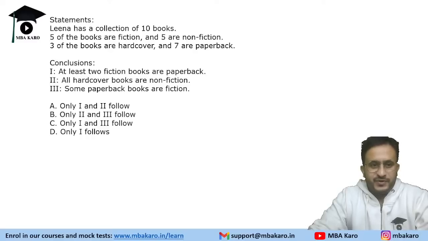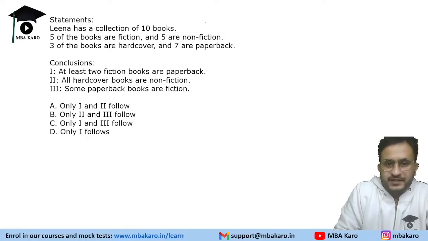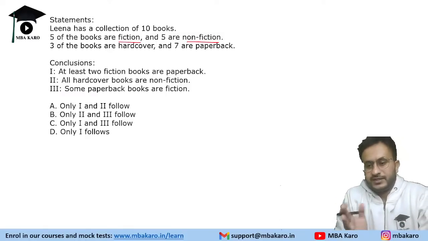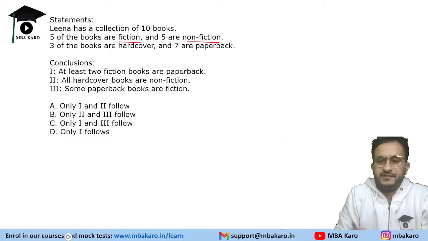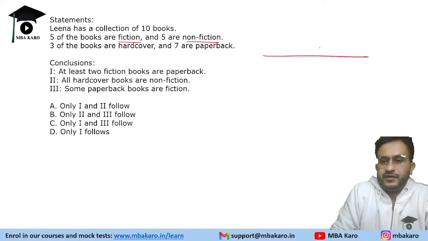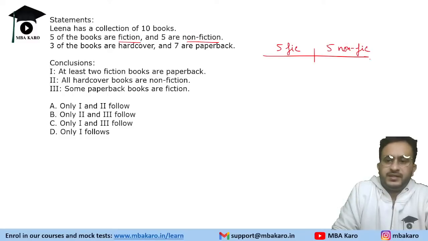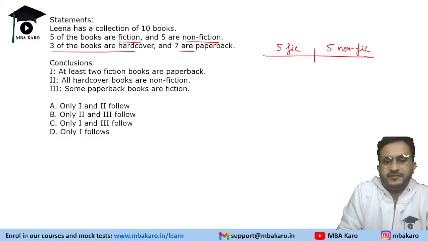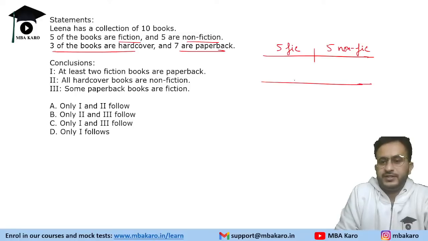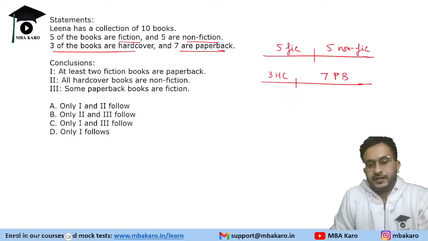Okay, let's look at this question. It says Lena has a collection of 10 books. Five of the books are fiction and five are non-fiction. Now, see, fiction and non-fiction are opposite things. They cannot be overlapping, right? We have 10 books, five are fiction and five are non-fiction. Then it says three of the books are hardcover, seven are paperback. Now, these are also exclusive, hardcover and paperback. Now we need to find the conclusions out of it.